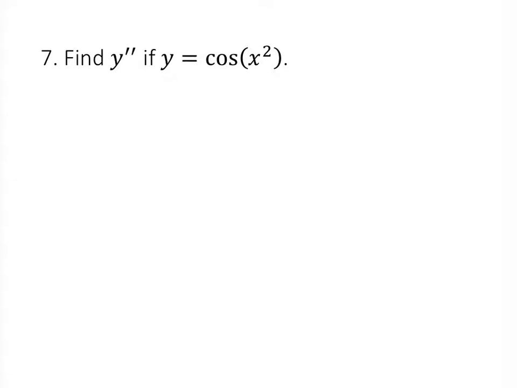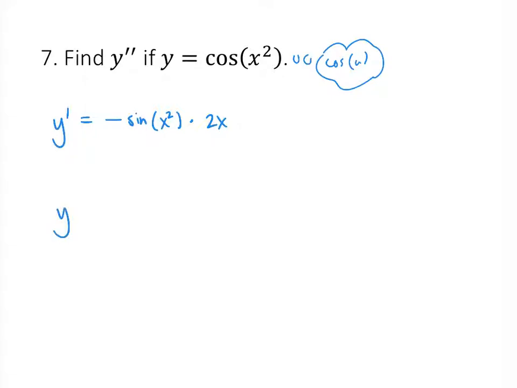Now for the next couple of examples, we're looking at finding y double prime. But the first thing we need to do before we can find y double prime is find y prime. So if y equals the cosine of x squared here, we're going to think of that as the cosine of u. And so the derivative of the cosine of u is negative sine of u multiplied by u prime, which is 2x. So that's my y prime, not too bad, a simple application of the chain rule. But now I have to find y double prime.